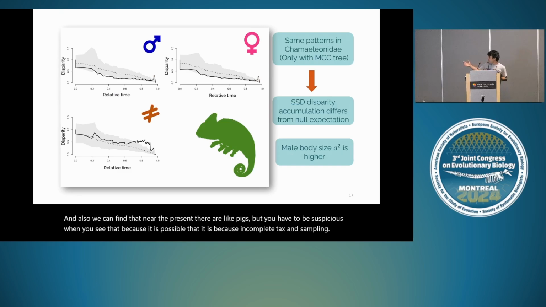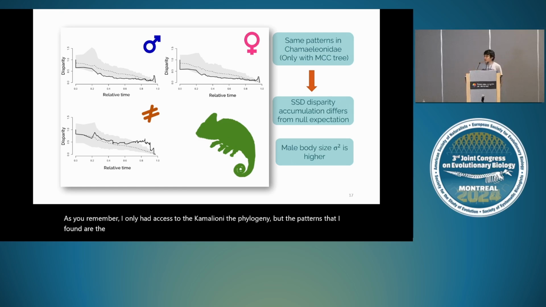As you remember, I only had access to the chameleonide phylogeny, but the patterns that I found are the same. As you can see, male and female body size accumulation of disparity is basically the same, but there is not a decrease in disparity in SSD, and you can see differences in the curve compared with the expected under Brownian motion. Also, when comparing evolutionary rate parameters of male and female body size evolution, the rate in males in chameleonide is also bigger.